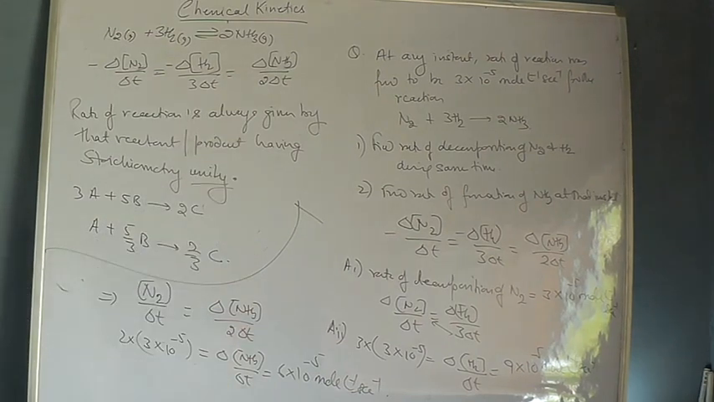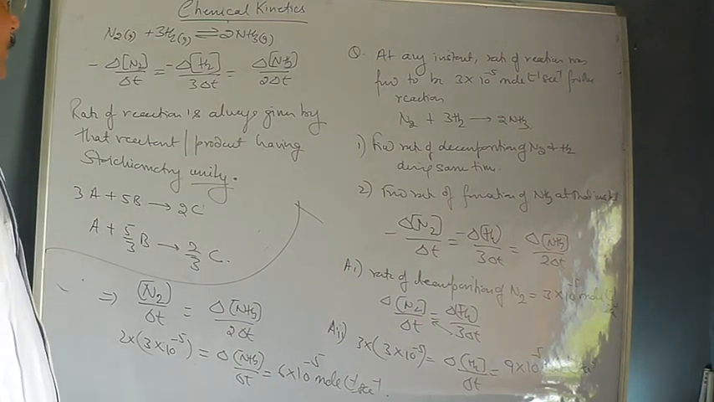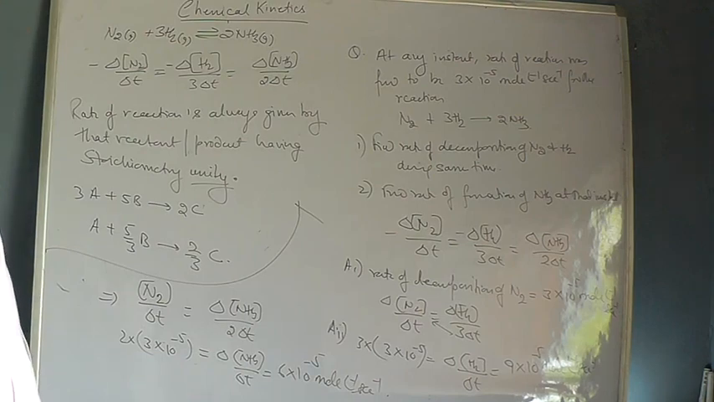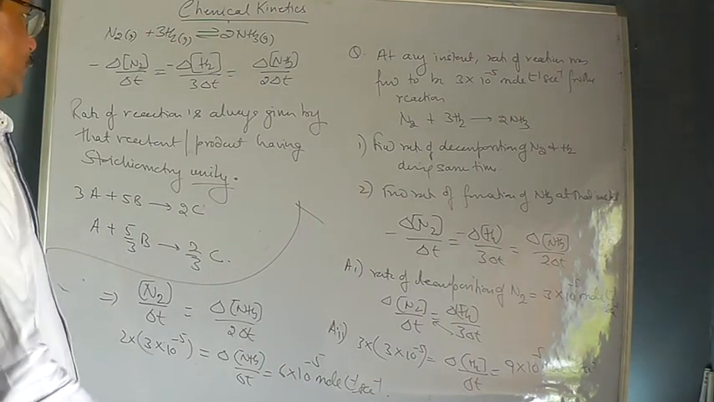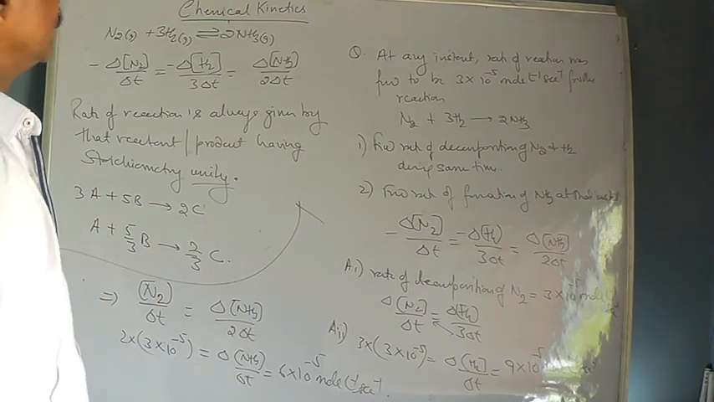I have given one example. So class, that completes our types of reaction rate. We have studied two types today. One was your average rate and second was your instantaneous rate.